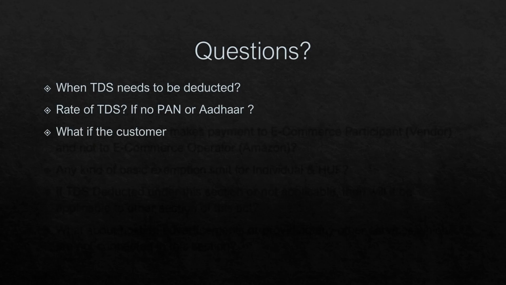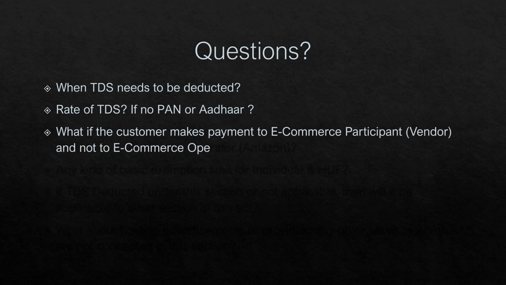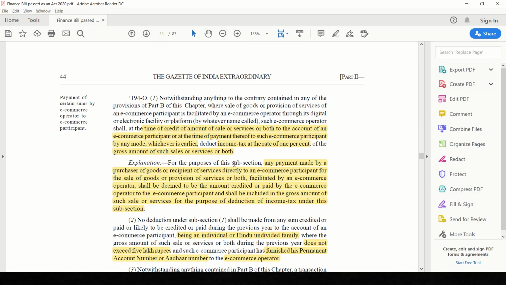Coming to the next question. What if the customer makes payment to the e-commerce participant and not to the e-commerce operator? The government is very sharp over here. They have told that any amount paid by the purchaser of goods or recipient of services directly to an e-commerce participant will be deemed to be a payment made by the e-commerce operator to the e-commerce participant. So over here, there's no chance for the e-commerce participant and e-commerce operator to escape from the applicability of this section.